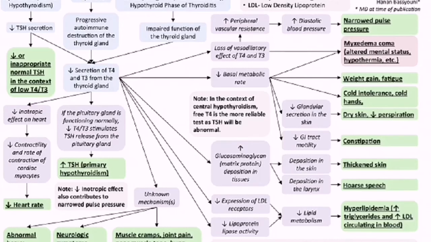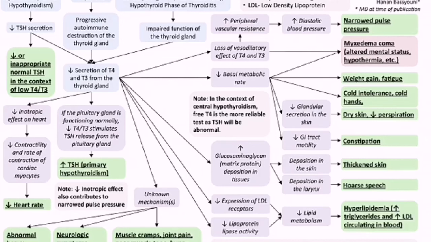This may cause a decrease in the inotropic effect on the heart and decrease the contractility and rate of contraction of the cardiac myocytes. If the pituitary gland is functioning normally, then low T4 and T3 stimulate TSH release from the pituitary gland, and increased TSH means primary hypothyroidism. Because the TSH is increased but the thyroid gland is destroyed, it is primary hypothyroidism.